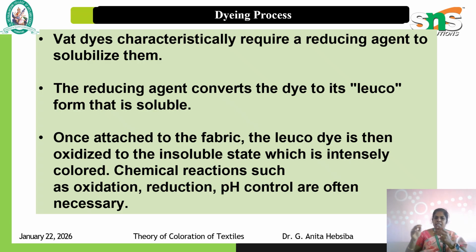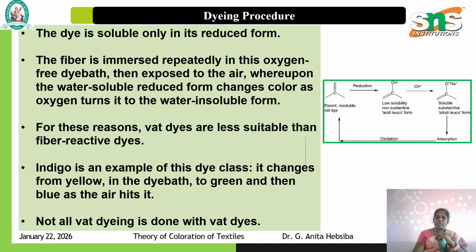When it is dyed, it gets attached to the fabric, and the leuco dye is then oxidized to the insoluble state, which is intensely colored. So chemical reactions such as oxidation, reduction, and pH control are often necessary for dyeing to happen. As we already know, the dye is soluble only in its reduced form. So the fiber is immersed repeatedly in this oxygen-free dye bath, then exposed to air, whereupon the water-soluble reduced form changes color as oxygen turns it into the water insoluble form.